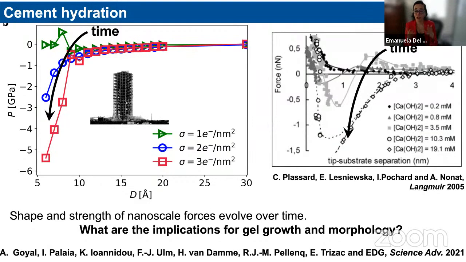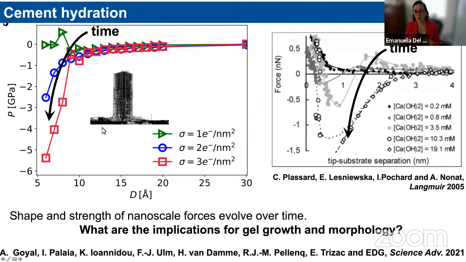So if we imagine that over time, surface charge density is increasing, you can go from interactions that have a minimum and a competing intermediate range repulsion, and then a progressively deeper attractive well, which is what you obtain at the end of the hydration.